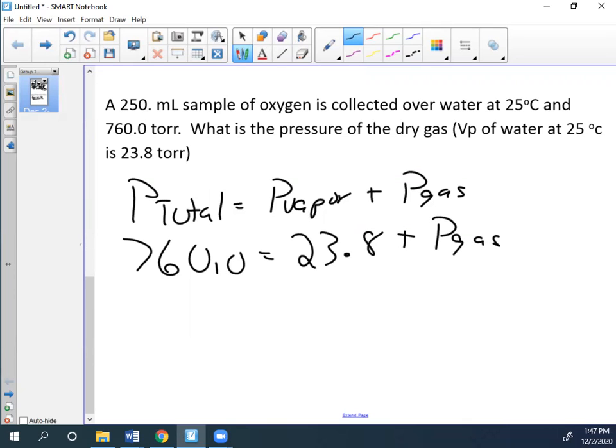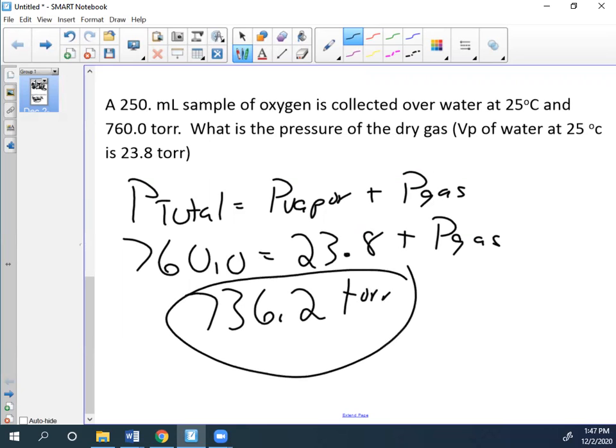Is it adding, subtracting, multiplying, dividing? Subtracting. 736. That's wrong. 736.2. And that's today's lesson, Dalton's law of partial pressure. Okay, now one of the more difficult questions today.